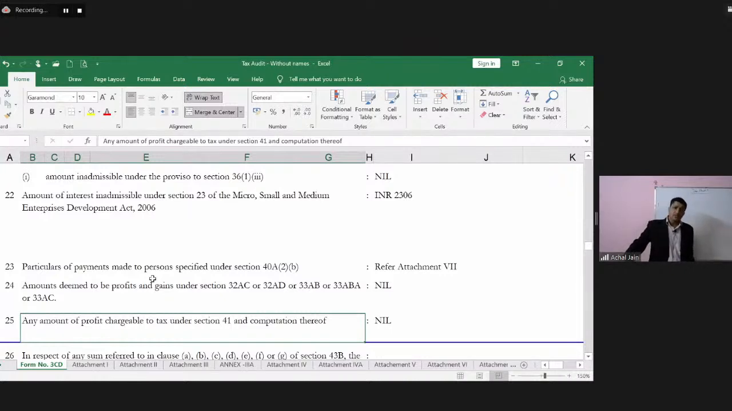So that's the responsibility of the auditor, to ensure that the books of accounts, or for that matter the financial statements, are not materially misstated. Okay.